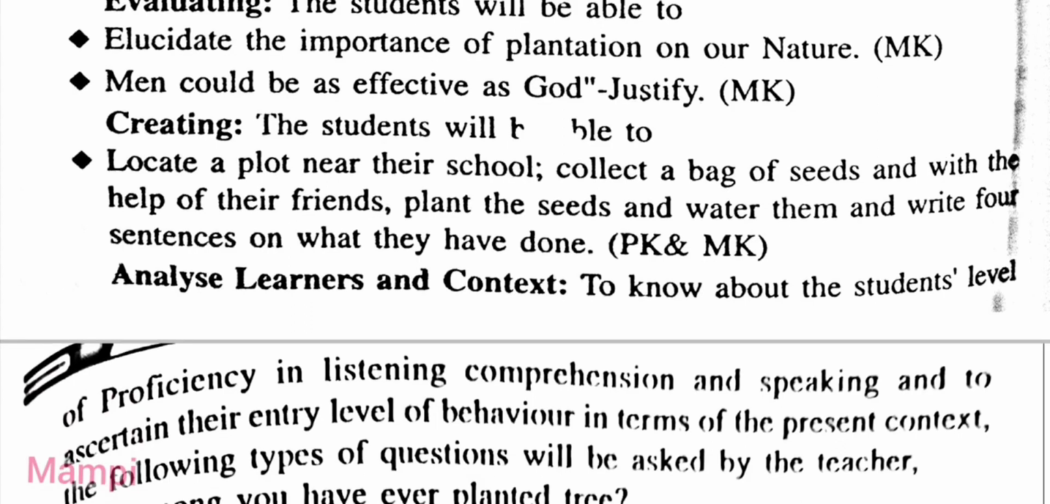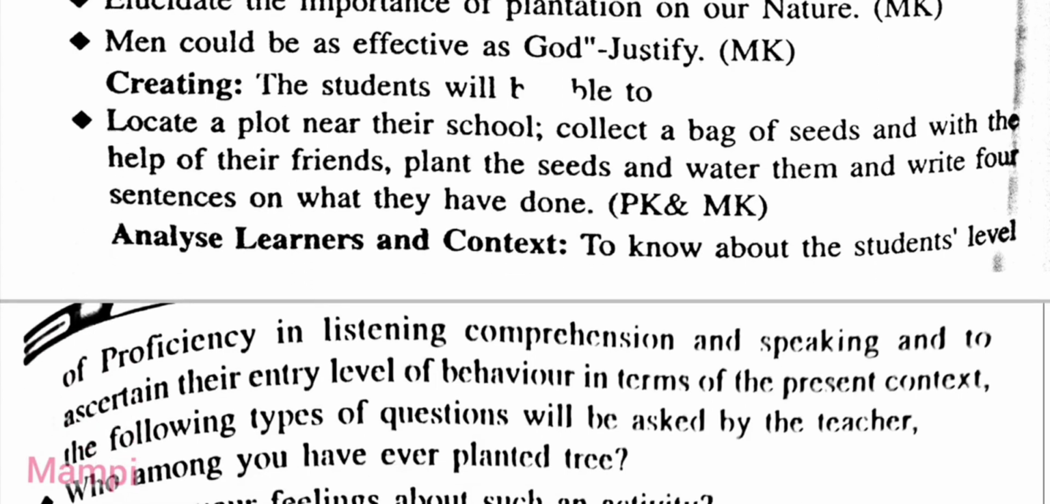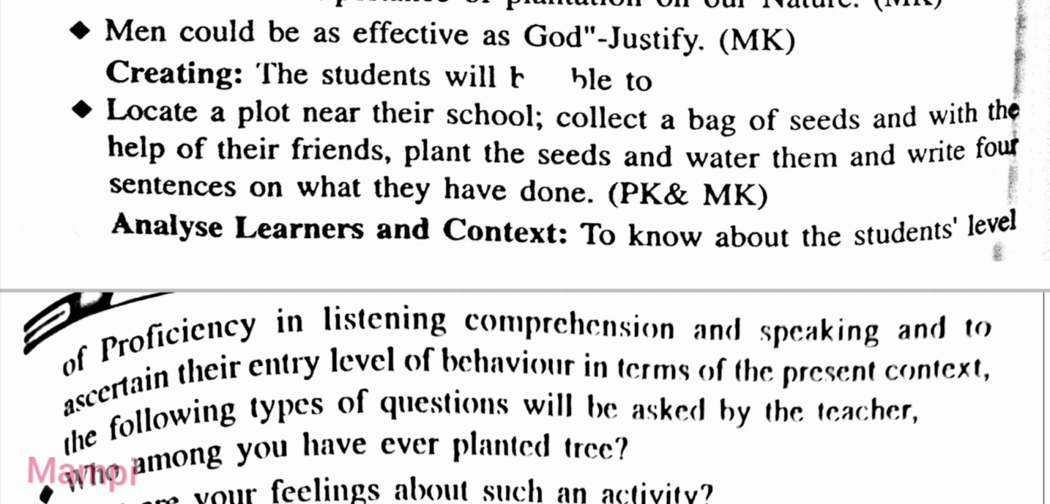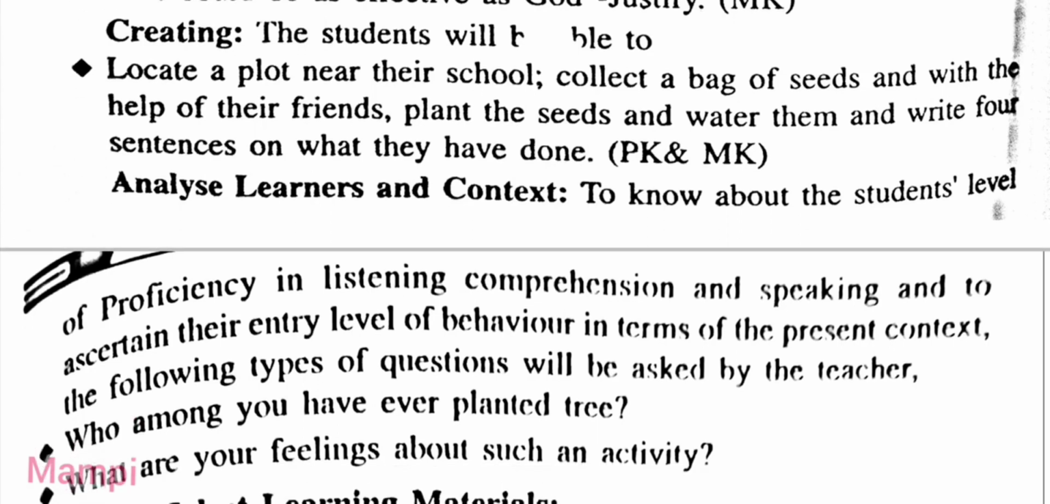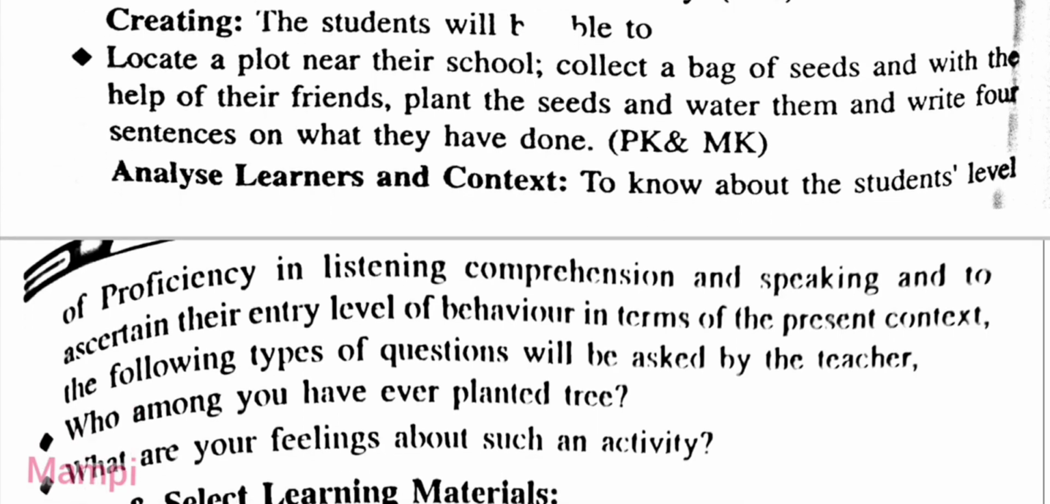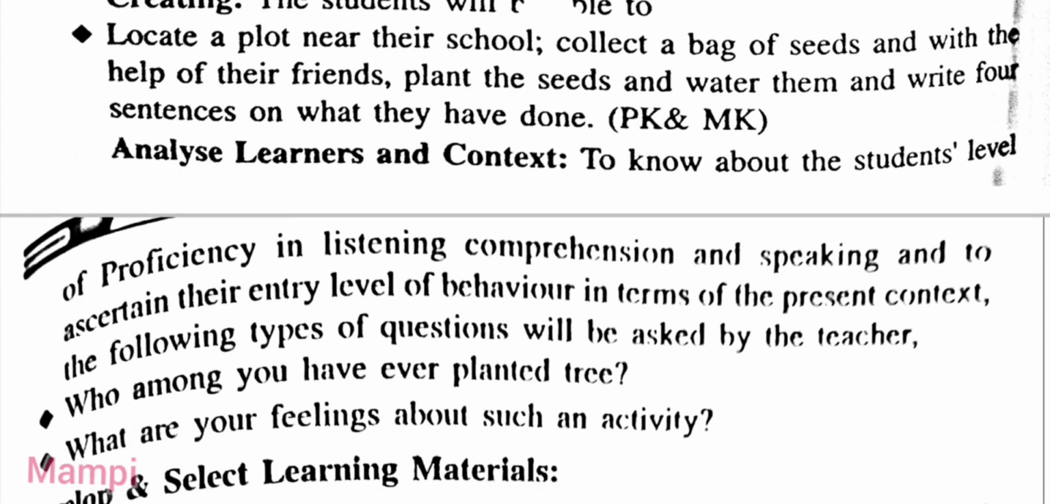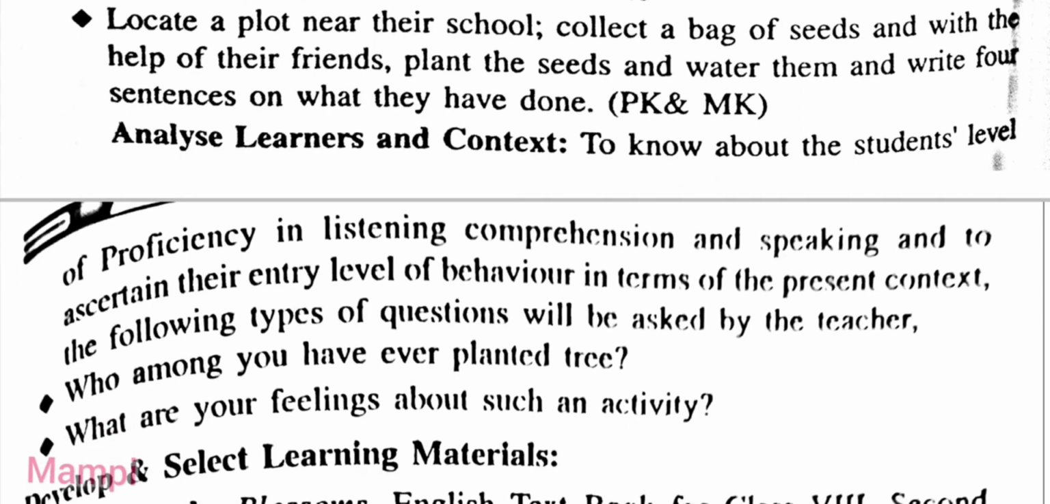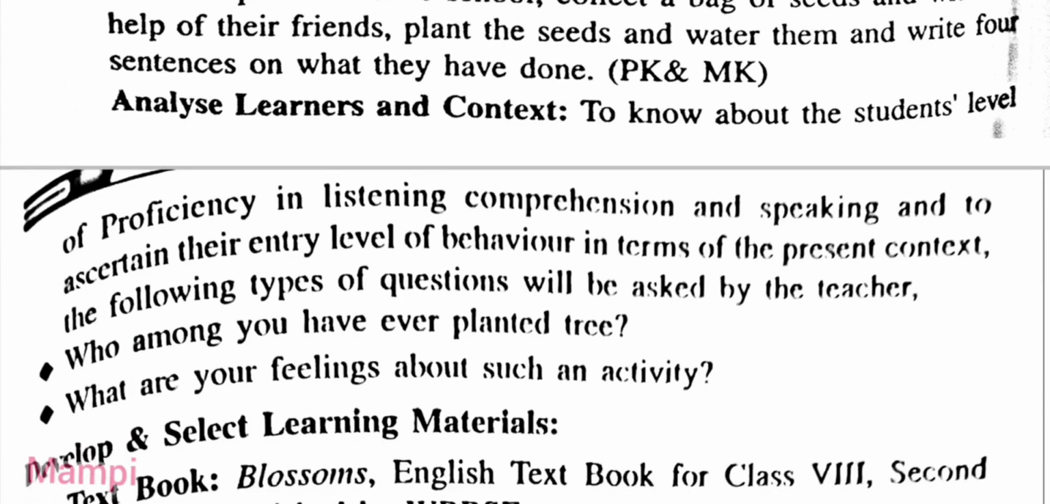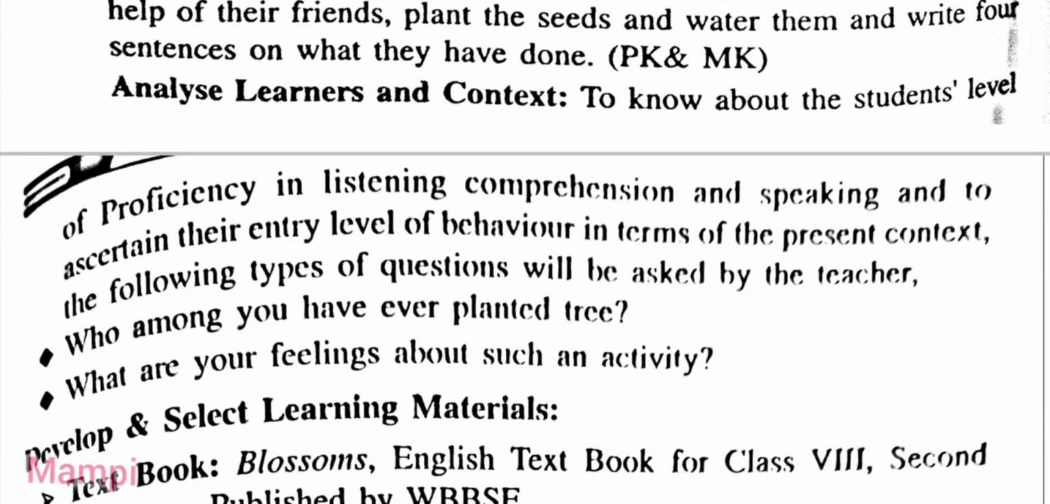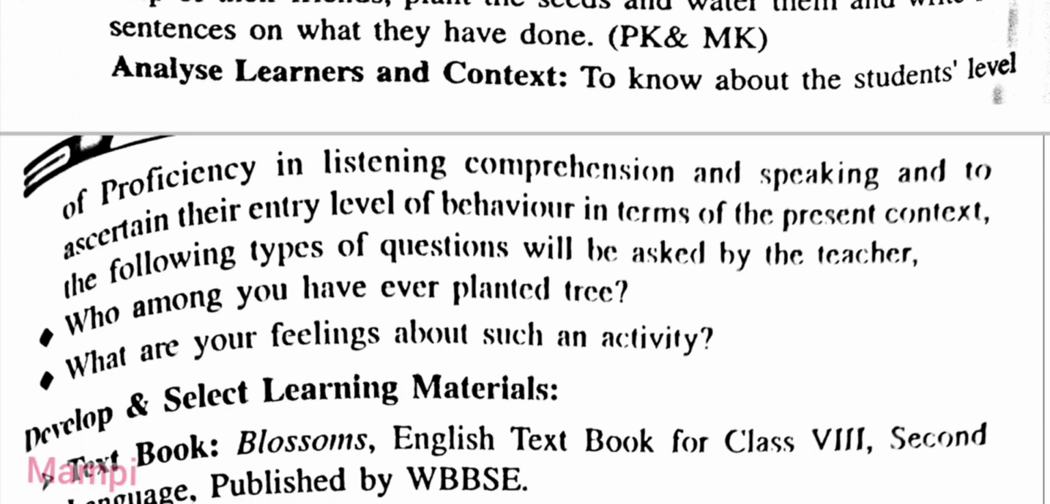Men could be as effective as gods, justify. Next point is creating. Locate a plot near their school, collect a bag of seeds, and with the help of their friends plant the seeds and water them, and write 4 sentences on what they have done.